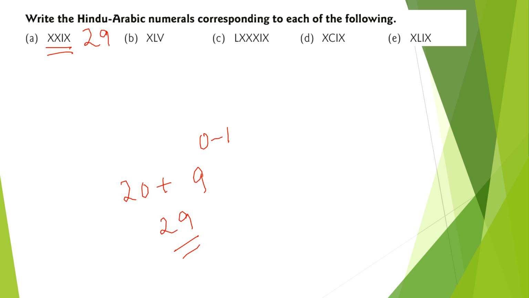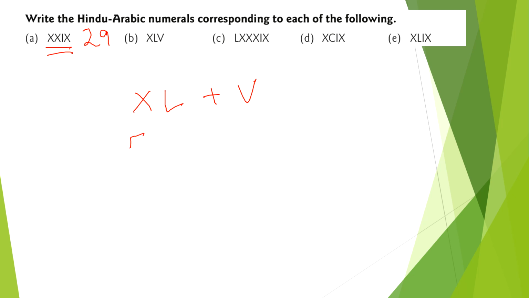Similarly, the second one is XLV. Just write it. XL. This is a smaller number to the left. Whenever a smaller number is to the left of a bigger number, combine them, and then V. So XL. What is L? 50. X is 10. You will be subtracting here, and then you will be adding the number. So you see it's 45.